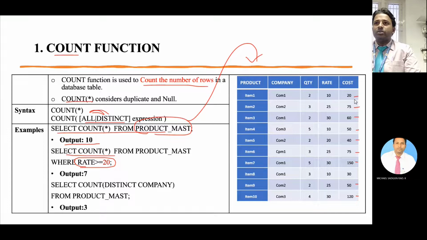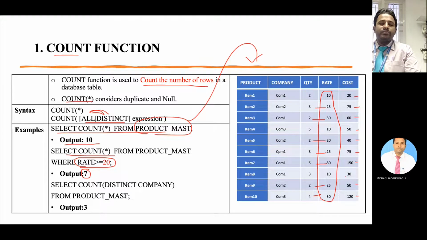I think this output is not correct. It is not 7, it should be 8. Out of 10, greater than or equals to 20 is satisfied by all except... I am looking into cost, but we have to look into rate. Fine. Now when you look at the rate, 1, 2, 3, 4, 5, 6, and 7. So the output is 7.